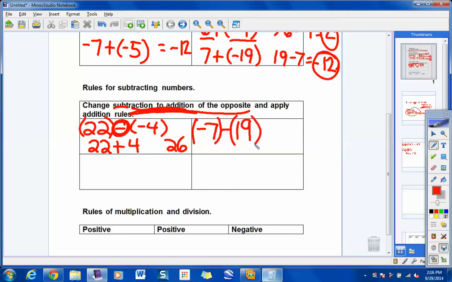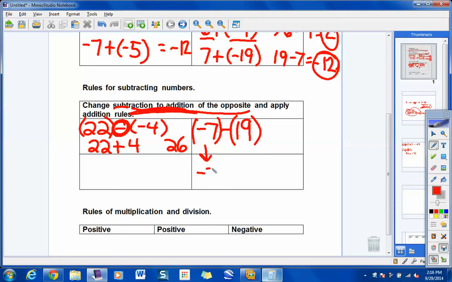Okay. First of all, what operation is this? It is subtraction. We want to change it to addition of what? Opposite, and then apply your addition rules. All right. Is negative 7 going to change? That front number stays the same. So this is going to be the same as, I'm going to squeeze this in down here. I'm only going to do this last example, so I'll put the rest of the work right down here.